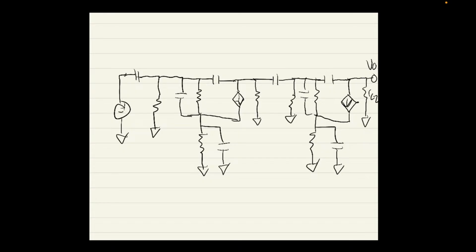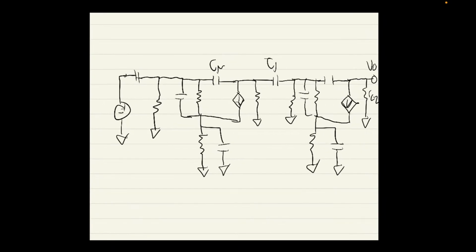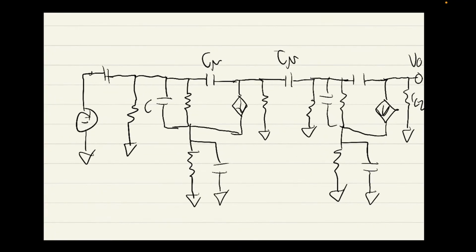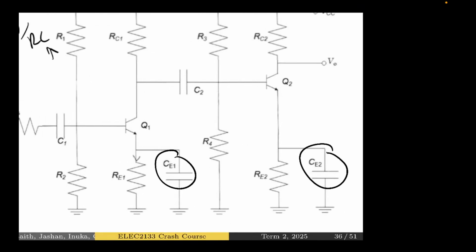Okay, that's the circuit. It's not very nice, but I just have to quickly write it down. This has an RS there. This is going to be C1, this is C pi, this is C pi. In any case, these are the values. Now I'll probably just derive the answers for you guys.